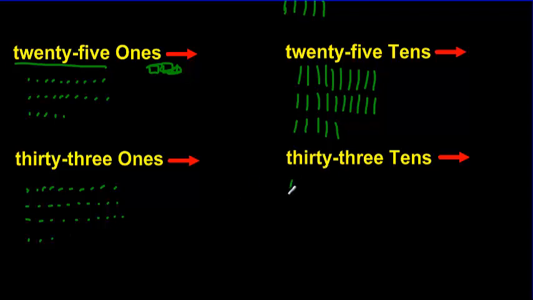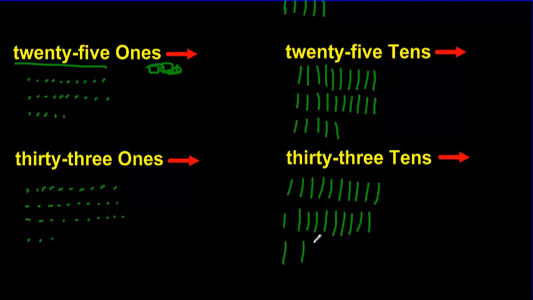33 tens. Here, I'll race you. 1, 2, 3, 4, 5, 6, 7, 8, 9, 10, another 10, another 10. That's how much? 10, 10, 10 is 30. 31, 32, 33. I've drawn 33 of the tens.